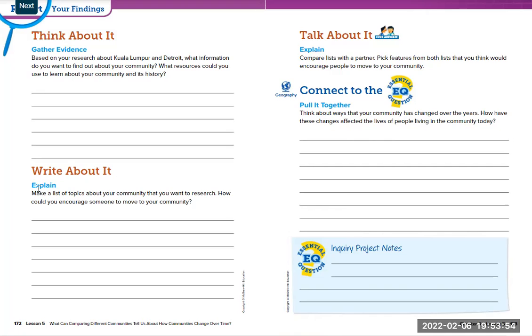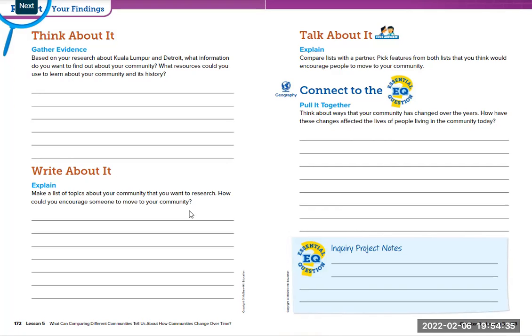Next, you're going to write about it. So you're going to explain. Make a list of topics about your community that you want to research. How could you encourage someone to move to your community? So first, you're going to make a list. If I was to write about San Diego, what would be my list of things that I would want to research about here? So maybe I would talk about the people who used to live here, the people who live here now, how San Diego became part of the United States, if San Diego is a safe place, and maybe about the different cultures that are here now. So those are at least 5 that I can list.